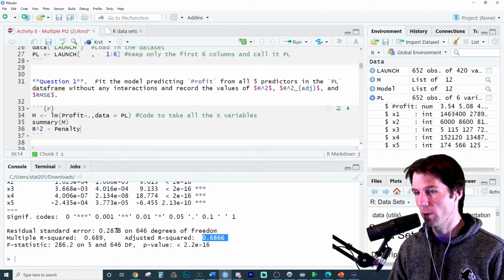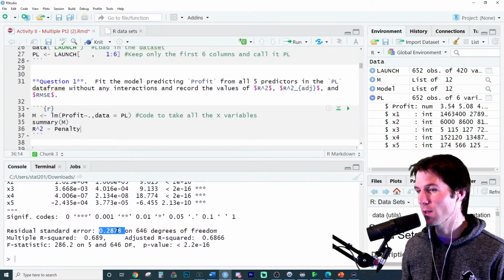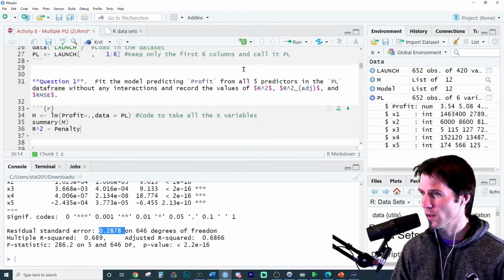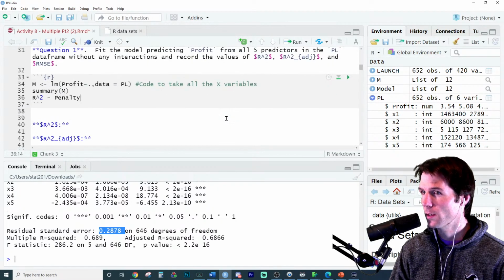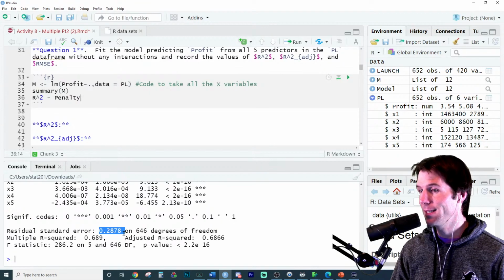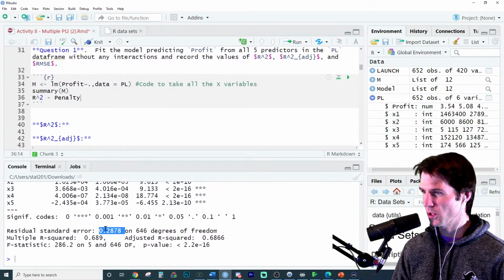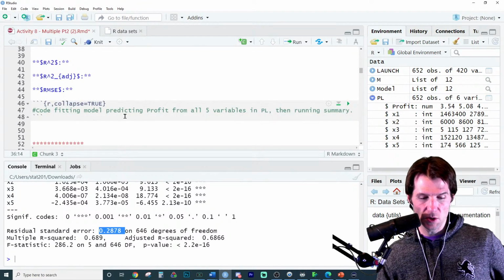And last but not least, we have the RMSE, and we're predicting profit. Our model typically misses profit by about 0.2878 units of profit, whatever the units of profit are. And so we typically miss predicting profit by about 0.287. And this is in units of Y. This is not a percent. A lot of times people will put percent on that. It's not a percent. It's in units of Y. So there's all of our interpretations right there.